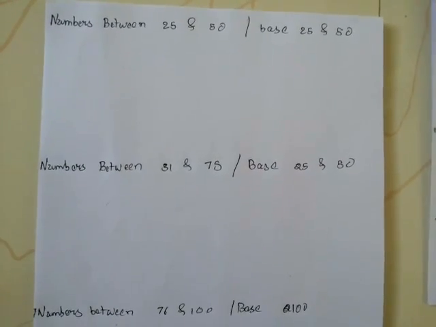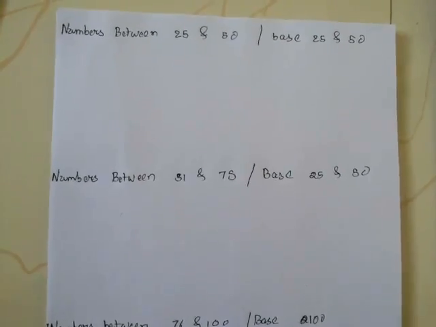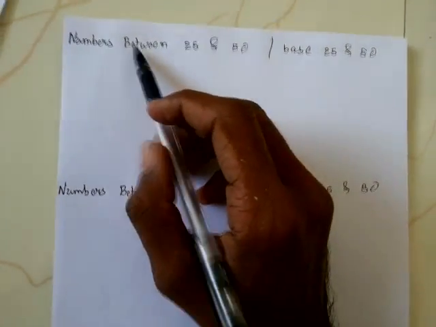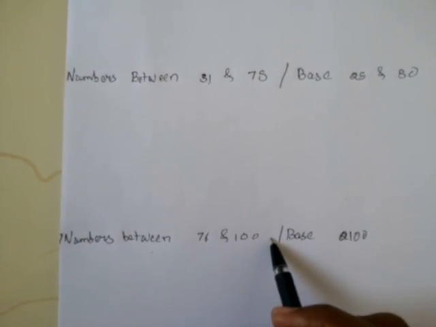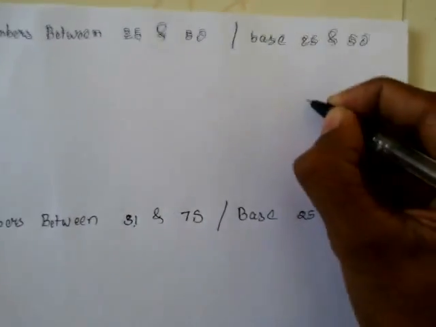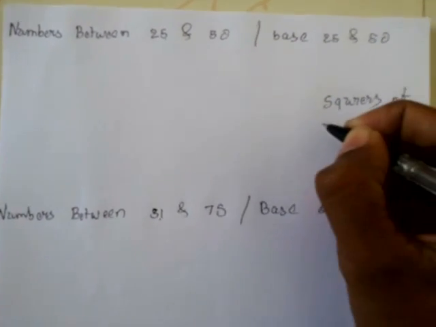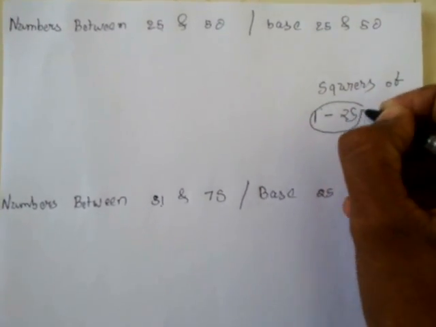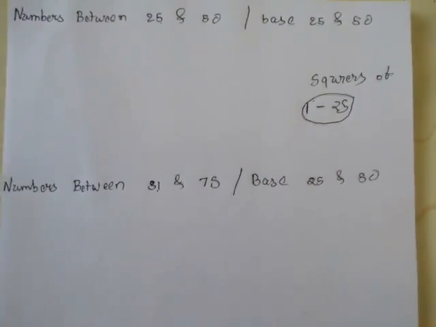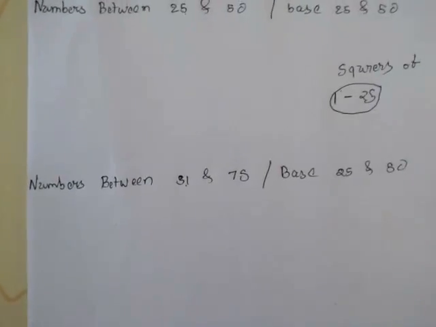So to find the square of any 2-digit numbers, we have distributed the numbers in 3 categories. That is the numbers between 25 and 50, the numbers between 51 and 75, and the numbers between 76 and 100. All you need to remember is the squares of the numbers between 1 to 25. It will be very simple to remember the squares of 1 to 25. So by using this we can find the square of any 2-digit numbers.